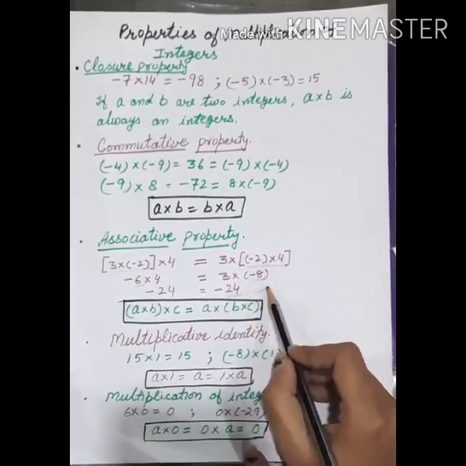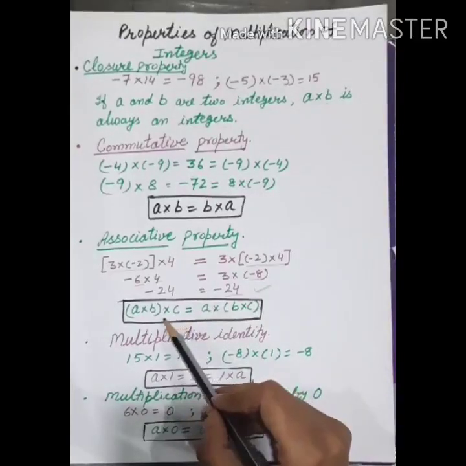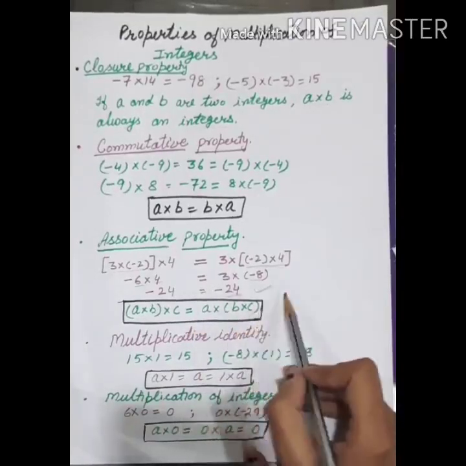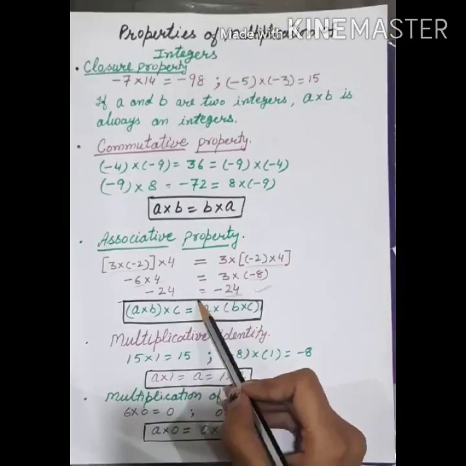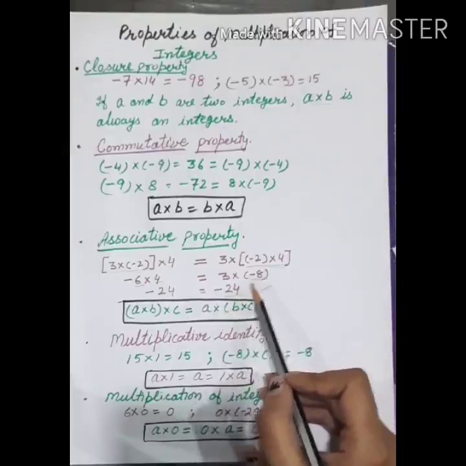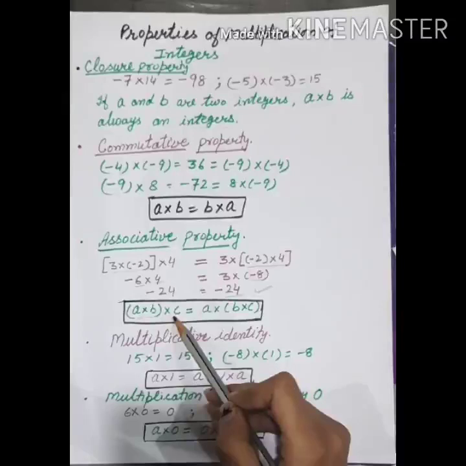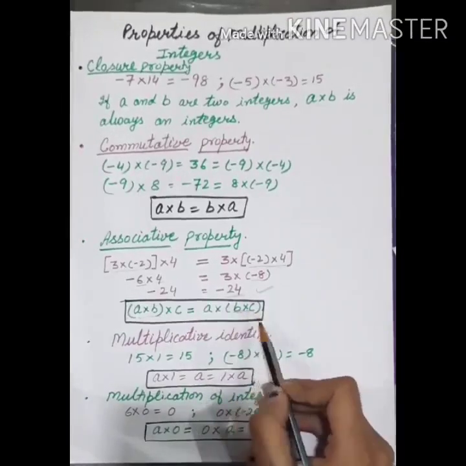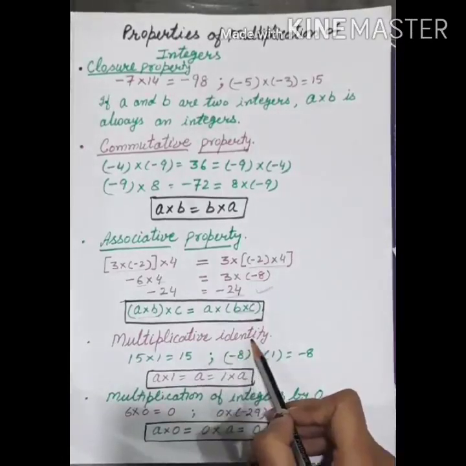We can see that the product of integers does not depend upon the way they are grouped for multiplying. So, they can be multiplied in any order. Therefore, multiplication is associative for the integers. For any integers a, b and c, a multiplied by b multiplied by c is equal to a multiplied by b multiplied by c.